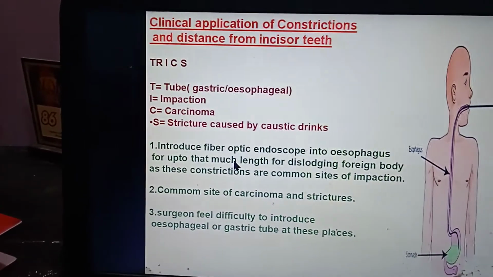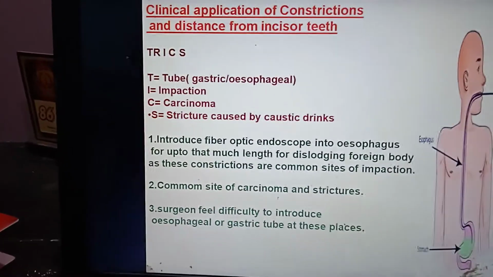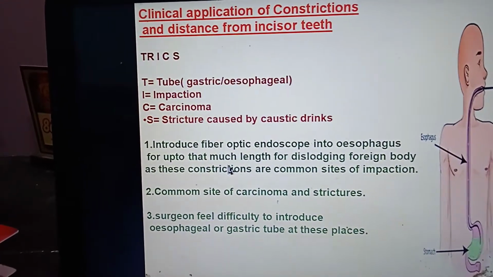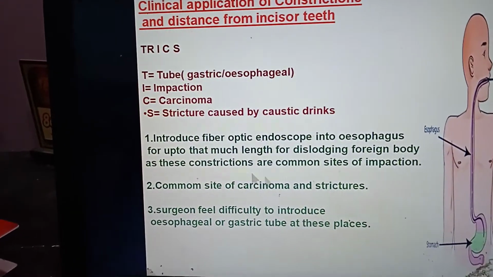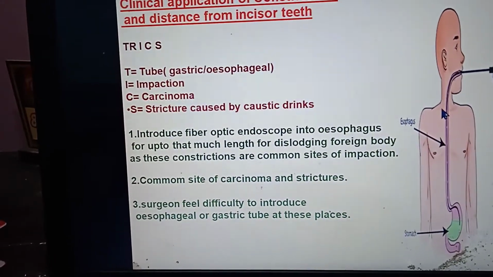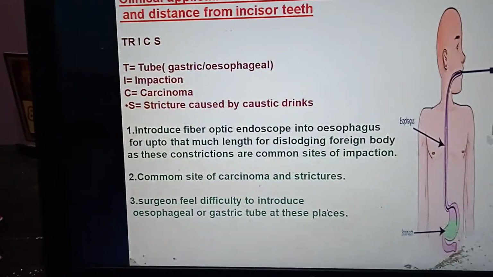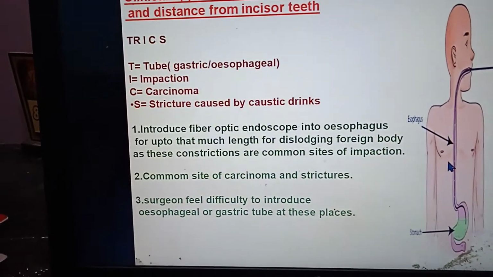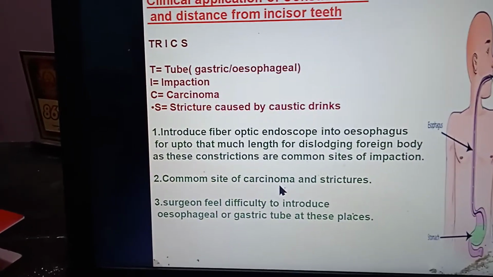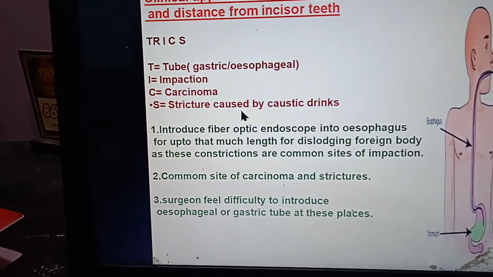Okay. And why do we have to know that this much length is necessary from the incisor teeth at this constriction? Because we have to introduce fiber optic endoscope into the esophagus up to that much length. And these are marked, the 25 centimeter, 15 centimeter. Up to that mark we have to introduce to reach the required site. Okay, because these are the sites for carcinoma, foreign body impaction or strictures.